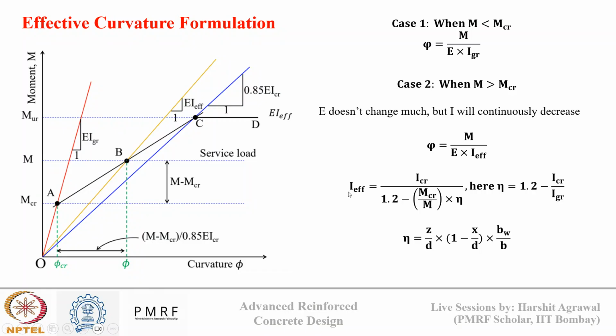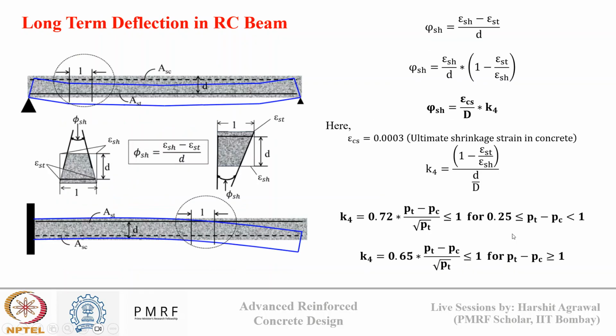For this I effective, we derived the formulation of how I effective depends upon the moment acting on the section, the cracking moment, the cracking I value, and eta. And this eta factor, we related it with the neutral axis depth and other dimensional parameters of a reinforced concrete section. In long term deflection, we first discussed the effect of shrinkage. We discussed the relation of curvature in a reinforced concrete beam due to shrinkage, and how it depends upon the relative proportion of reinforcement present on the tension side and the compression side. Based on this relative proportion, we get the curvature in a reinforced concrete beam due to shrinkage.